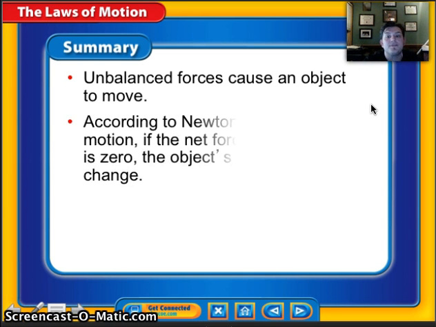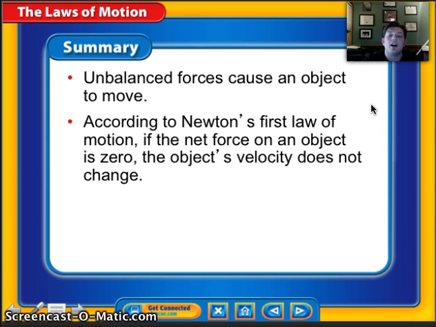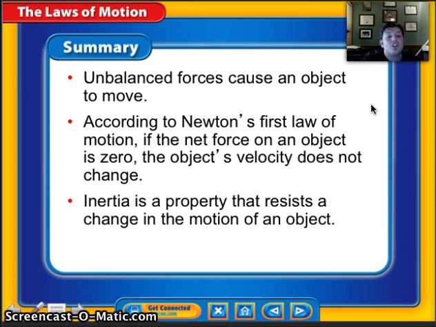Again, according to Newton's first law of motion, if the net force on an object is zero, the object's velocity doesn't change. An object at rest stays at rest, an object in motion stays in motion. And finally, inertia is a property that resists change in the motion of an object. Inertia causes things to want to keep doing whatever they're doing, whether it's sitting still or already moving. Think about this. NFL football players are running really fast. They want to keep going. It's hard to stop them, especially AP.